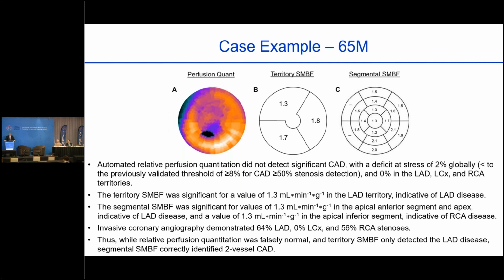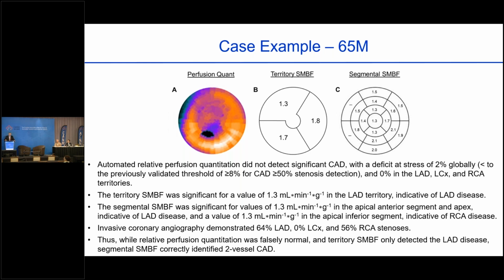And when you look now at the segmental values, it may be a little bit small to see, but I'll give you the numbers. The segmental stress flow was significant for a value of 1.3 in the apical anterior segment in the apex, indicative of LAD disease, and a value of 1.3 in the apical inferior segment, indicative of RCA disease. His invasive coronary angiogram demonstrated a 64% LAD lesion, no disease in the circumflex territory, and a 56% lesion in the RCA. So while the relative perfusion quantitation was falsely normal, the territory stress flow only detected the LAD disease. The segmental stress flow correctly identified, in this case, 2-vessel CAD.